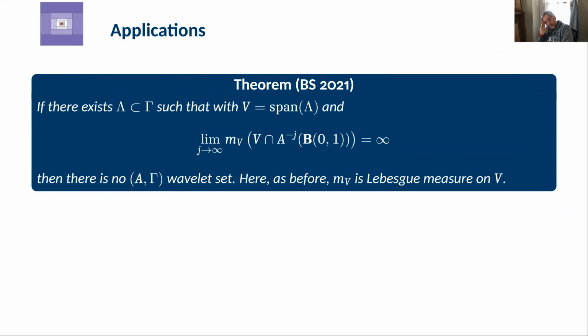So here's the theorem that is the easier necessary condition for a wavelet set. You take a subset of your lattice, and then you let V be the linear span of that, so it's a subspace of R^n. Then you intersect V with the negative dilates of A. If the limit of that measure is infinity, then there's no wavelet set.